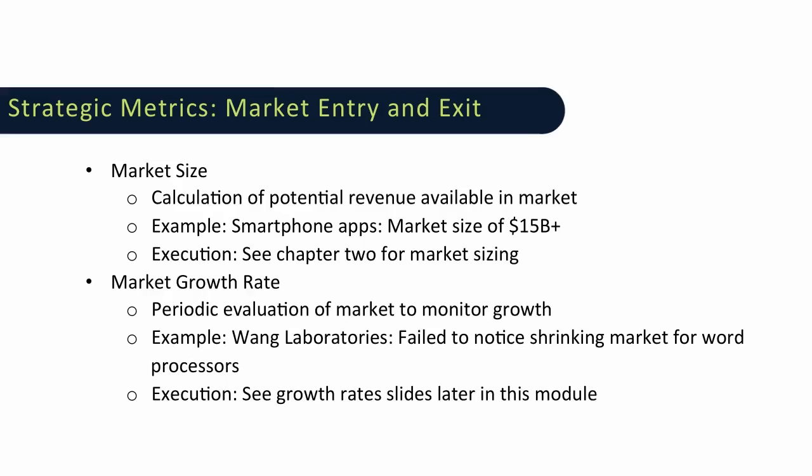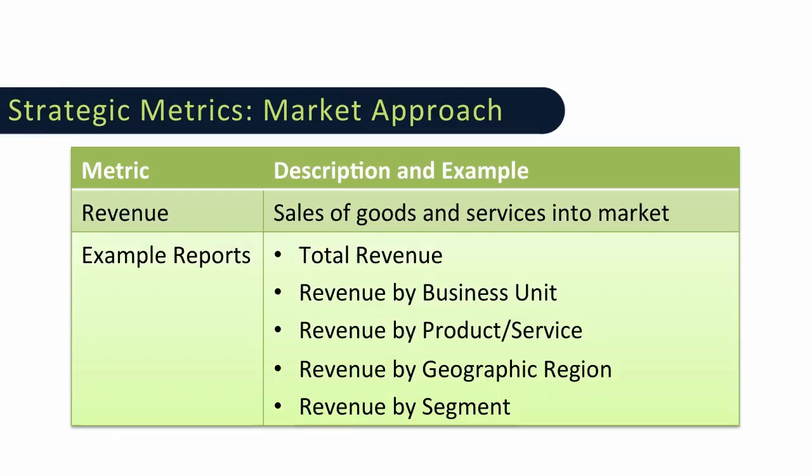For example, word processor company Wang Laboratories failed to notice shrinking demand for standalone word processors as customers migrated to general-purpose personal computers for this task instead. To measure our effectiveness and market approach, we measure revenue and profit.